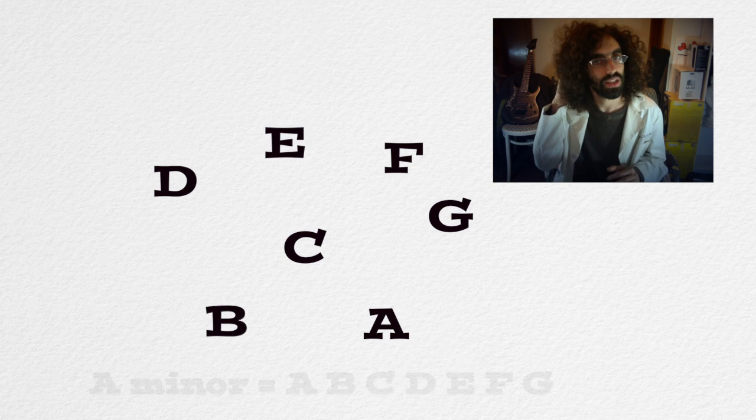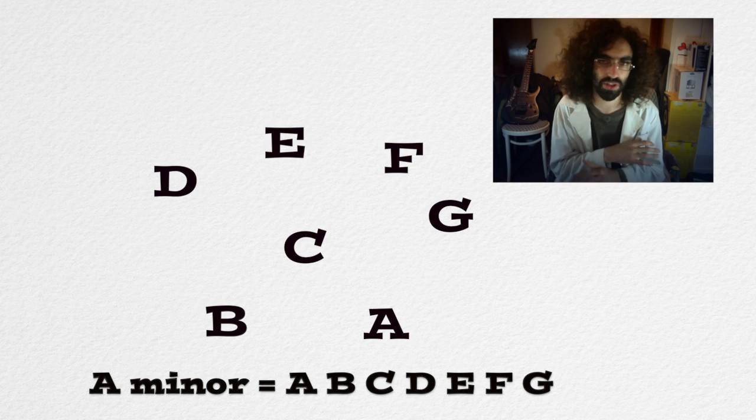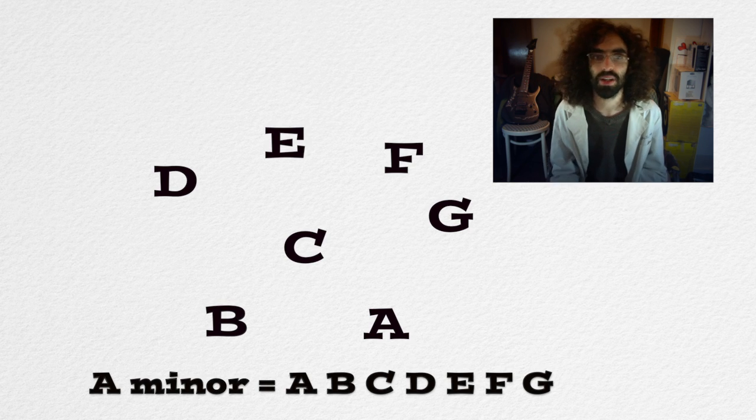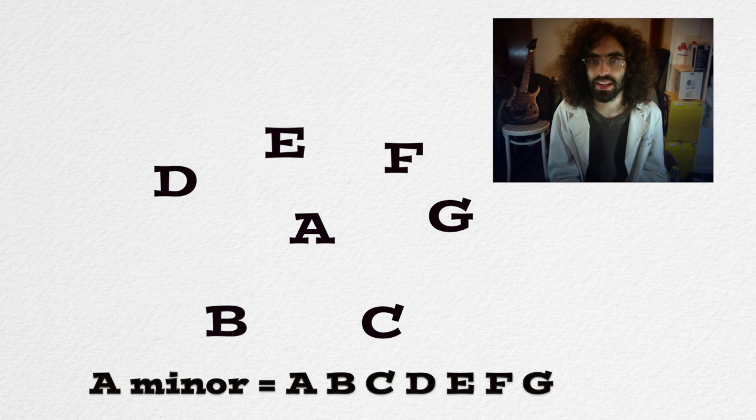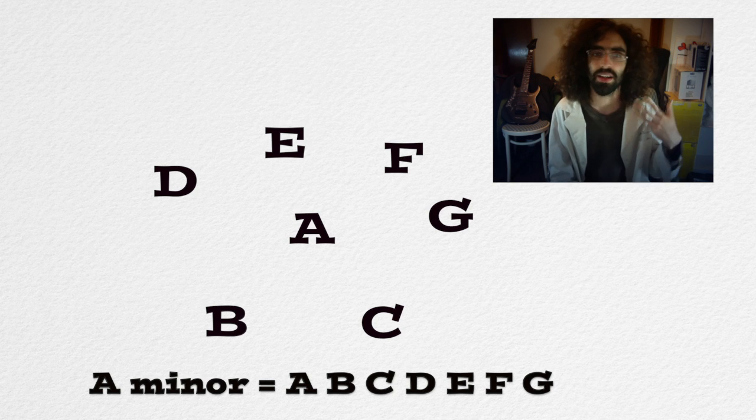Now the key of A minor contains the exact same notes as C, since it has the same key signature, which is no sharps or flats, but it prioritizes A as the first note of the A minor scale and as its tonal center. So A, B, C, D, E, F, G is our minor scale, and those are the notes in our A minor key.